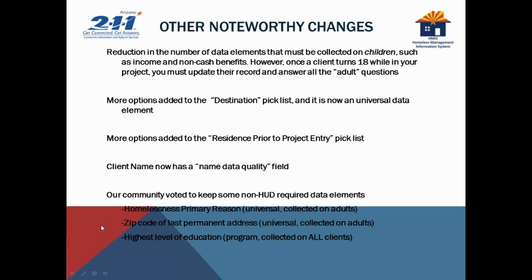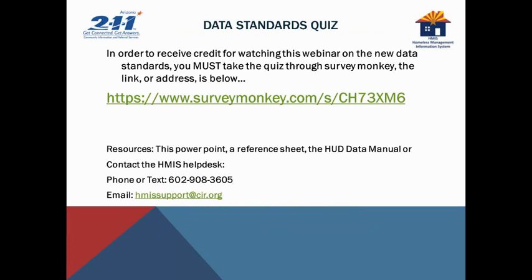And our community voted to keep some of the non-HUD required data elements because we use them a lot in reporting. So for instance, we kept homelessness primary reason, zip code of last permanent address, and highest level of education. And for balance of state users, we kept a few additional education questions as well, but nothing different than what you're already used to answering. Okay, let's go to the database and actually do some hands-on training now.